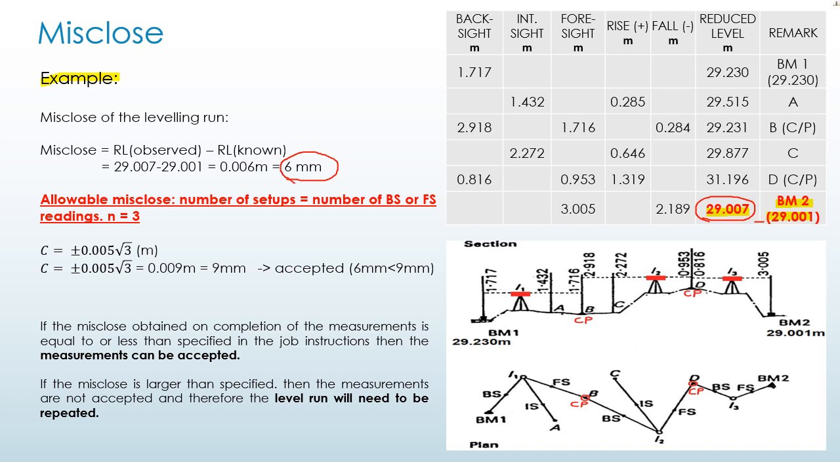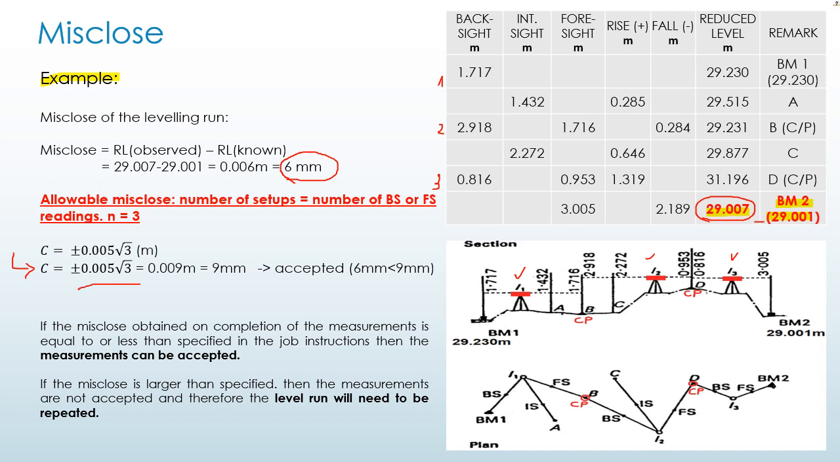We have the same results as the height of collimation method as we have seen before. Here I just repeat the process. The limit is 5 millimeters times the square root of the number of setups. The number of setups is calculated from the number of backsides. 1, 2, 3. You have 3 setups. You can easily see from the diagram here as well. Setup number 1, number 2, number 3.